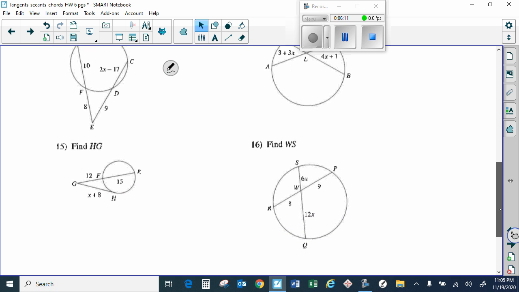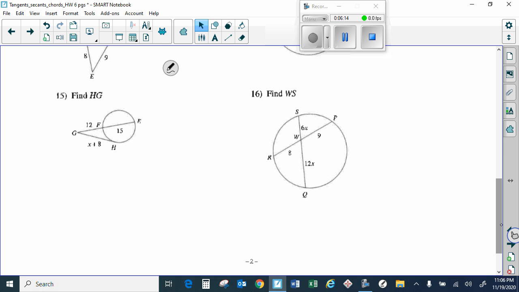Okay, same idea here. Again, just more algebraic expressions. All that's the same. Now don't forget, when I have a tangent here, I'm squaring it, so it's going to be x plus 8 quantity squared now. So you have a quadratic involved there, just like you have a quadratic here, because 6x times 12x would be 72x squared equals 8 times 9, which is 72.